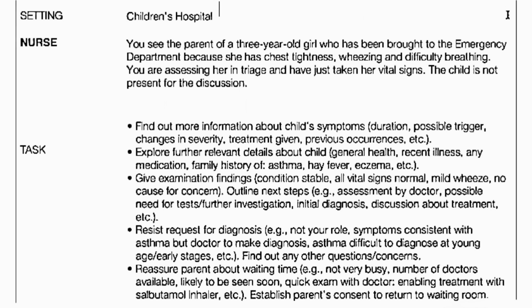Tell that, well, Miss Rose, thank you for answering. So about my examination, I could say that your baby's condition is stable now. All her vitals are normal. She has only mild wheeze. There's nothing to be worried about.